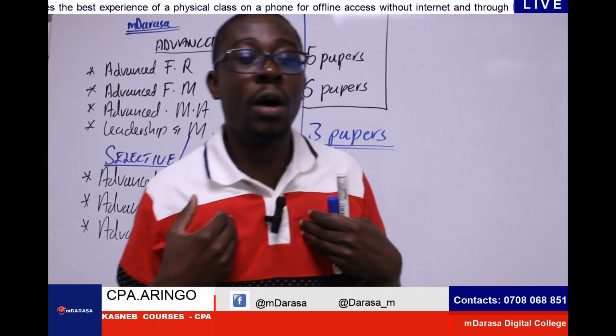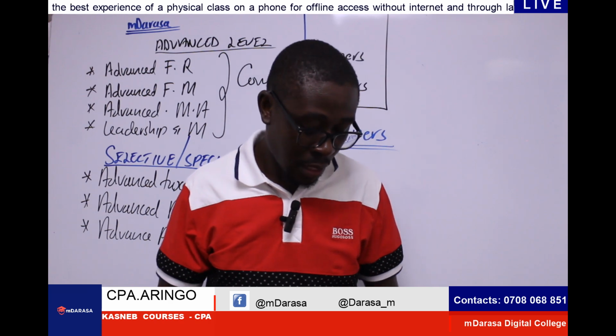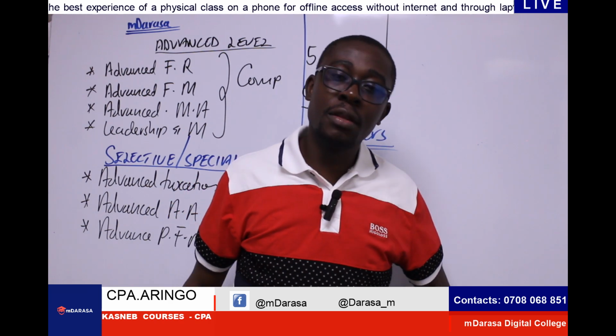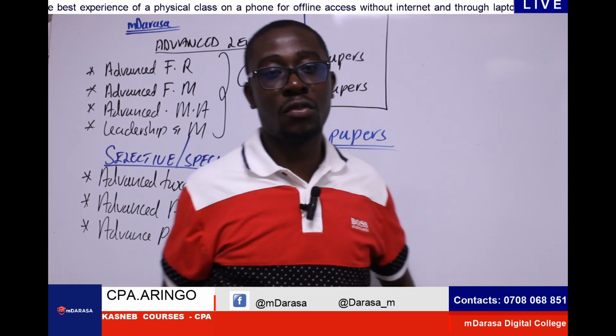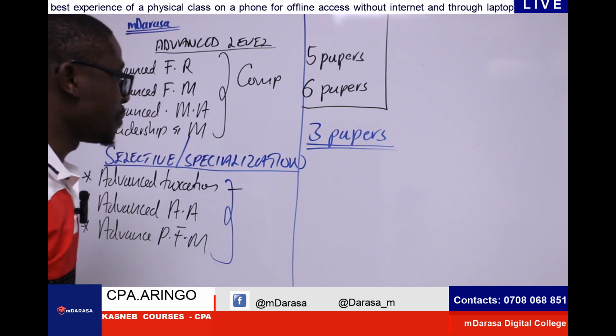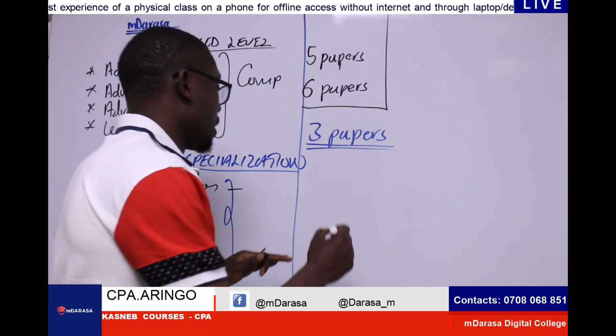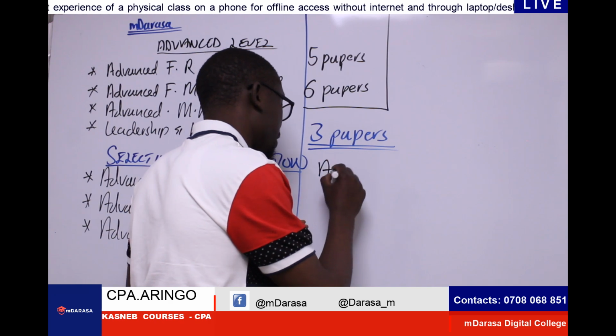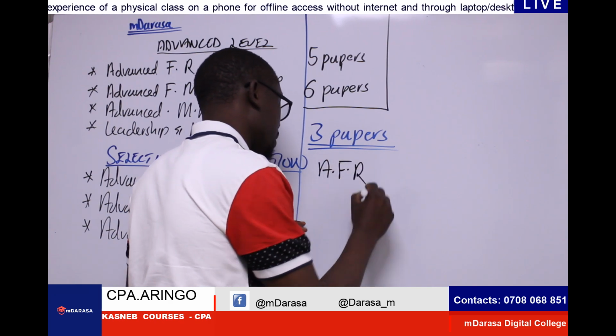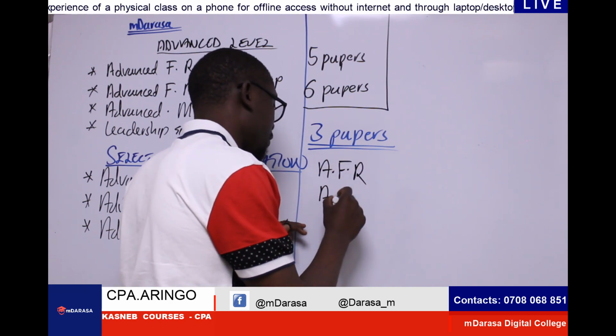If I were you, with the minimum time, this is what I would do in advanced level. I'll select these 3 papers, and I'm going to give my reasons. I'll select FAR. I'll select advanced taxation.